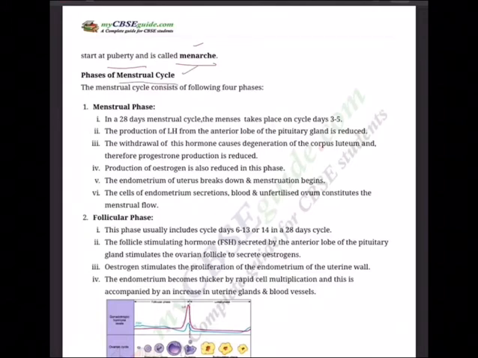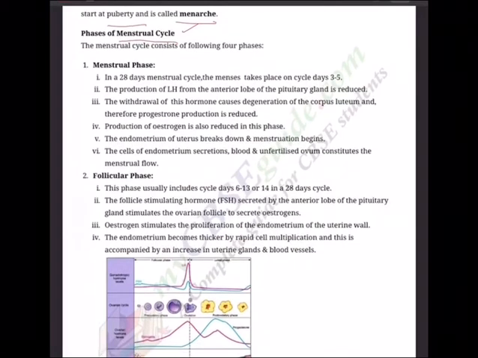So there will be a series of cyclic changes in the female when the process of menstruation starts. The menstrual cycle consists of the following 4 phases. Totally it's around 28 days roughly. So the first one is the menstrual phase. In a 28 day menstrual cycle, remember, sometimes in your NEET exam also this will be there. The total duration of the menstrual cycle is 28 days, 29 days, 27 days, like that.